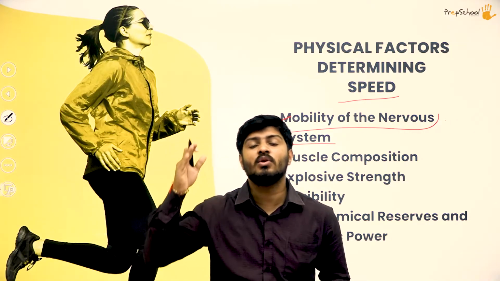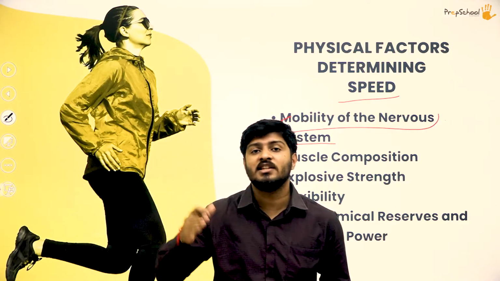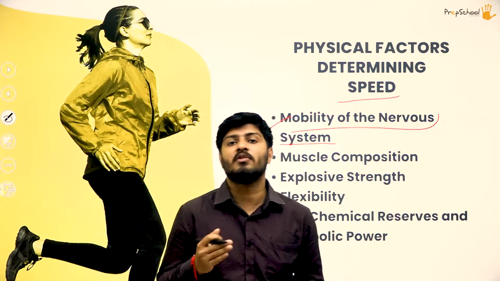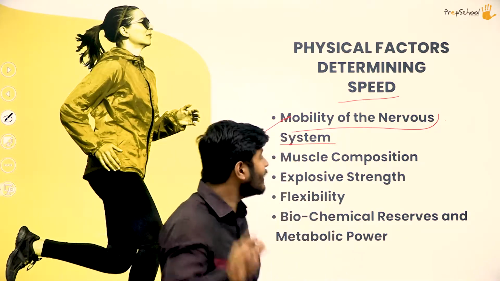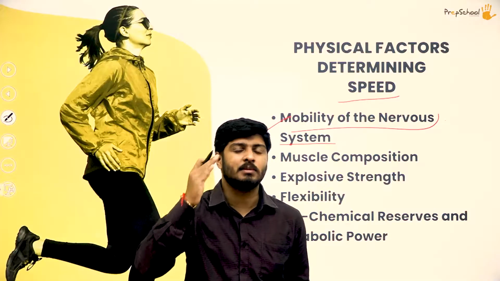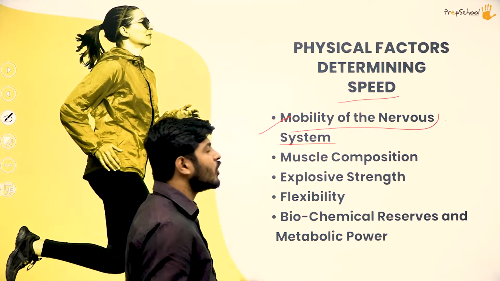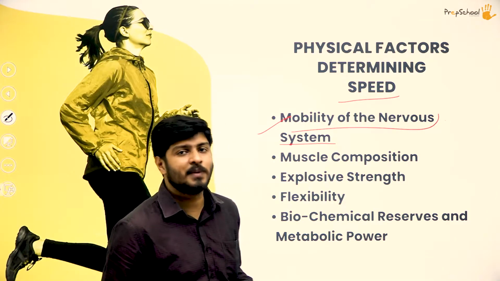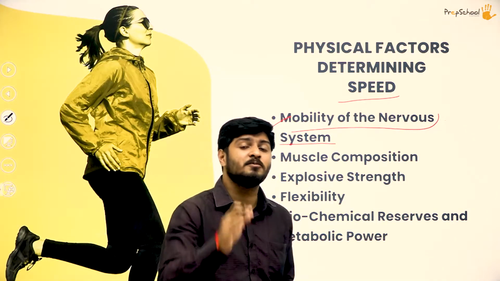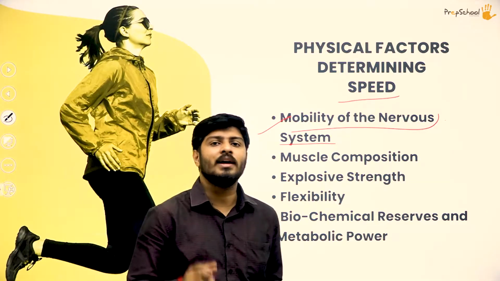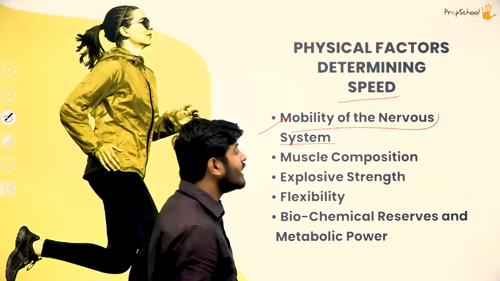That shows the neural activity, and that shows the speed of calculation and speed of different tactics that is going on in your brain. So the mobility of your nervous system, mobility of different kinds of neural activity in your mind, is equally important when you talk about the factors determining speed. So the first factor that determines the speed of a person is the mobility of the nervous system.